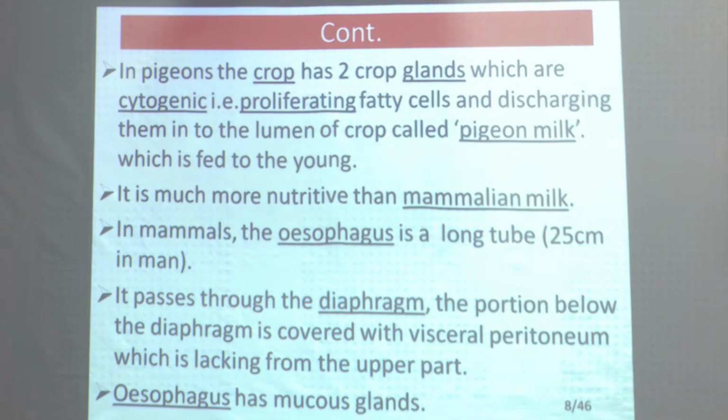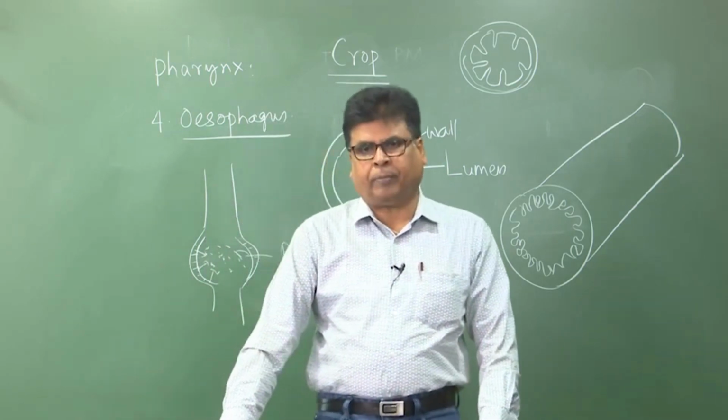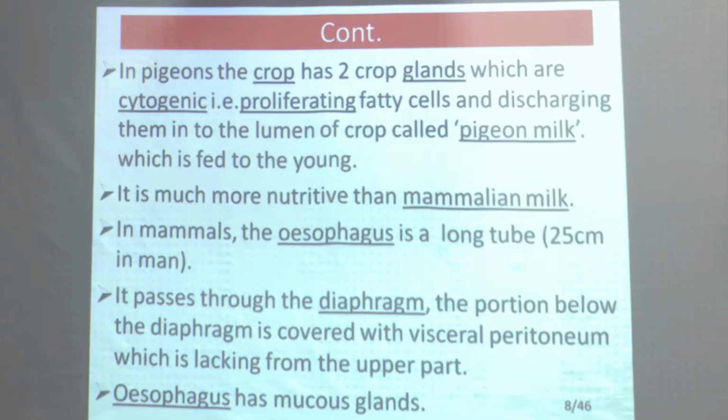In mammals the oesophagus is a long tube. For example, in the human case it is around 25 centimeter long. It passes through the diaphragm, because in mammals one diaphragm is there. The diaphragm is a transverse partition between the abdomen and the thoracic cavity. So, the oesophagus has to pass through the diaphragm. The portion below the diaphragm is covered with visceral peritoneum, which is lacking from the upper part.